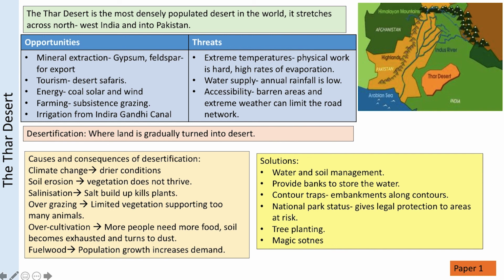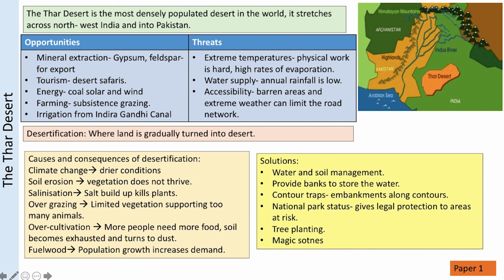Extreme temperatures make physical work near impossible. Water supply, because the annual rainfall is low. And it's difficult to access because many areas are barren. You'll need to understand that term desertification, which is where land is gradually turned into desert. The causes and consequences of desertification. There's climate change, soil erosion, salinisation, overgrazing, overcultivation, and fuel wood. All of these have impacts on the area.